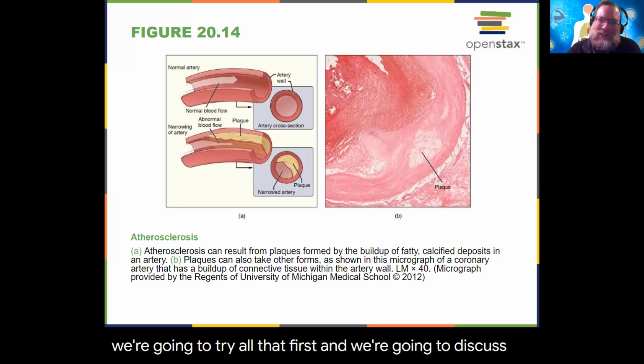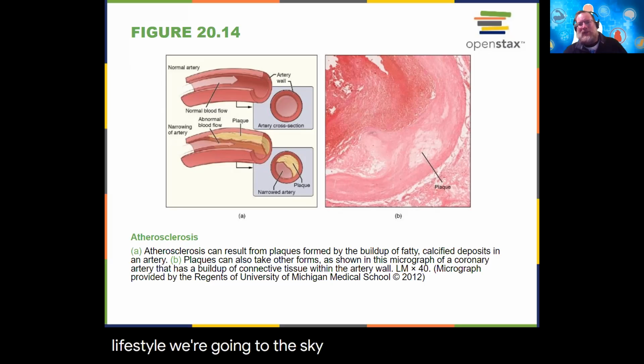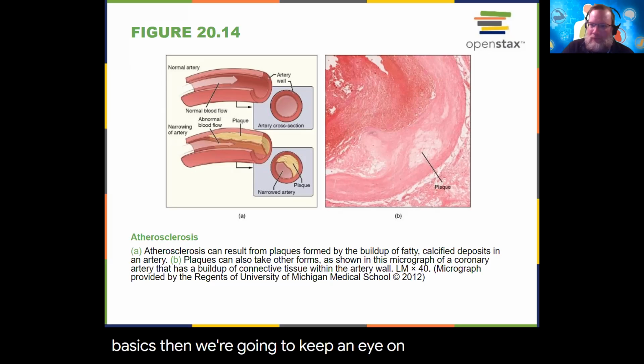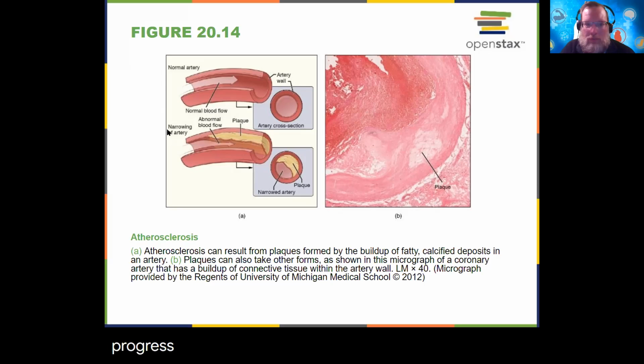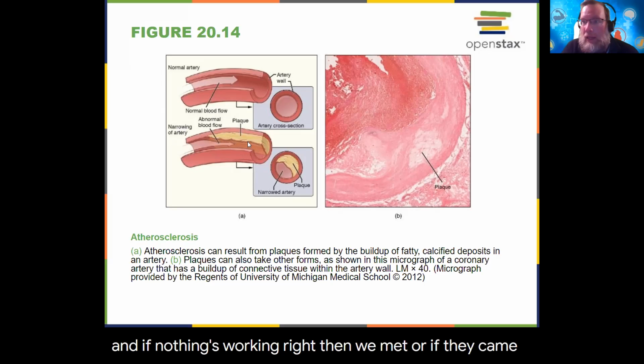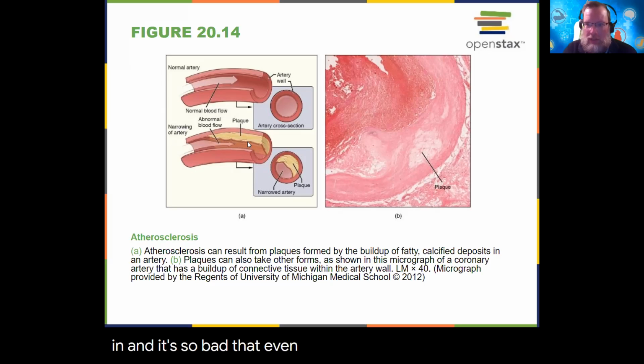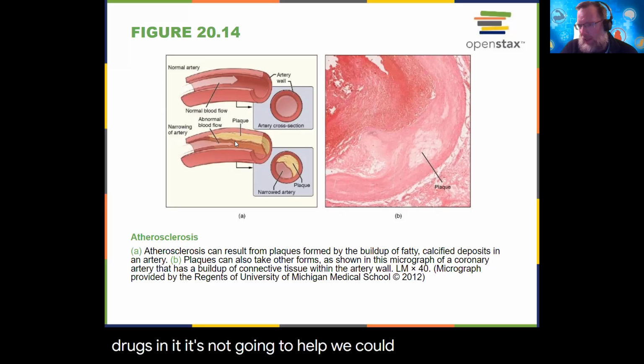So we're going to try all that first. And we're going to discuss lifestyle. We're going to discuss a couple of the other basics. And we're going to keep an eye on him. He comes back in and we run some tests and maybe some stress tests too. Make sure everything's good and just watch the progress. And if nothing's working, right, or if they came in and it's so bad that even if I dump a bunch of cholesterol drugs in you, it's not going to help, we could try doing an angioplasty.